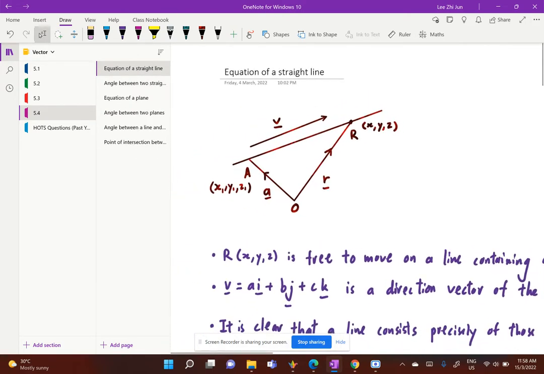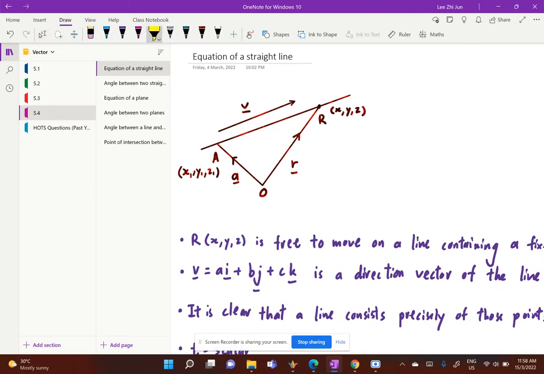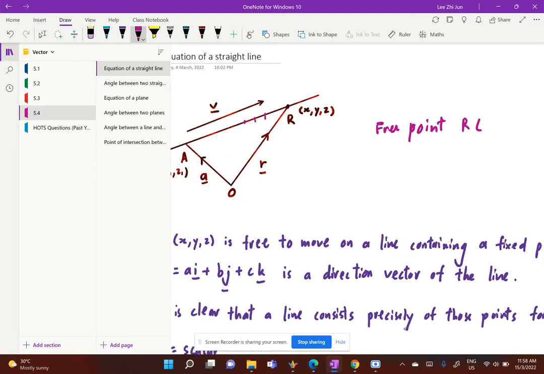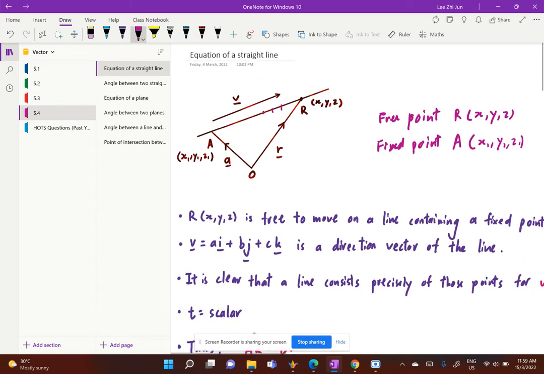So we'll start now with the equation of a line. To find the equation of a line, we need 2 points. The first is a point along the straight line. It can be here, it can be here, it can be here. So we name it R with the coordinates x, y, and z. And a fixed point, which is stationary and cannot move, we name it A with coordinates x1, y1, and z1. So these 2 points, when they join together, form a straight line.